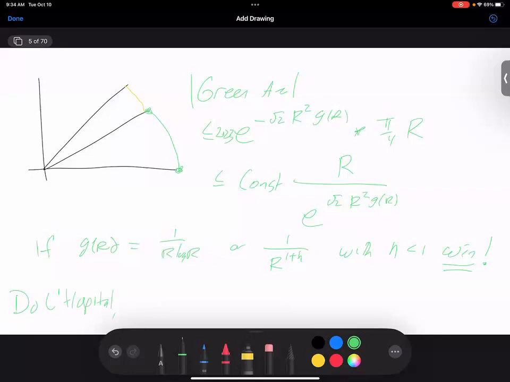Right? Another thing you could do is, e to the u is less than or equal to 1 plus u plus... So we have something that's going to be less than or equal to r over root 2 r squared g of r, which clearly goes to 0.